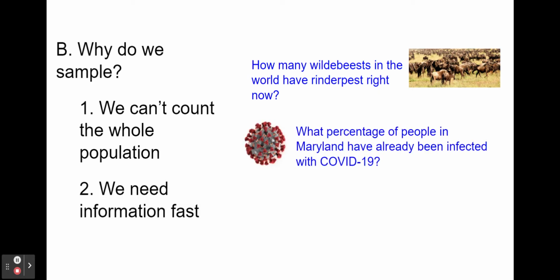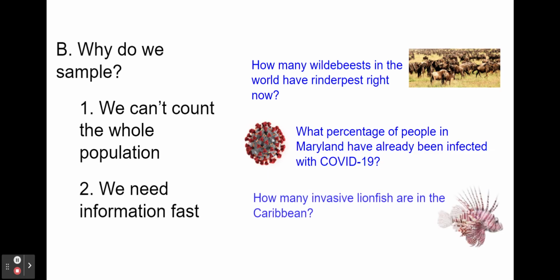What percentage of people in Maryland have already been infected with COVID-19? Can't look at every single person in Maryland, so we need to use sampling to make an estimation for this number. How many invasive lionfish are in the Caribbean? It's too big for us to survey all of it. So we'll use sampling to make an estimation.